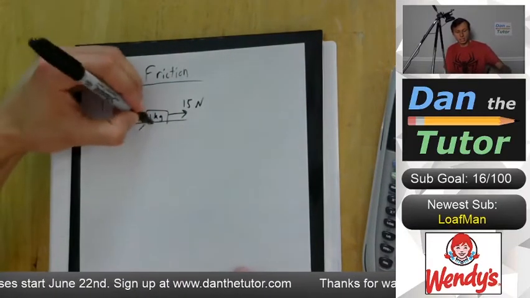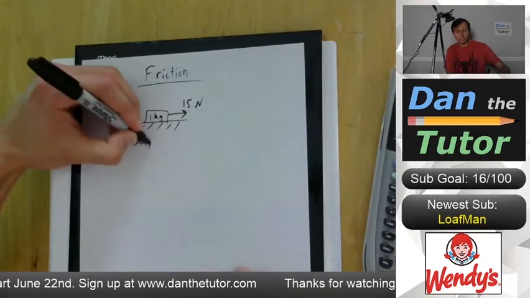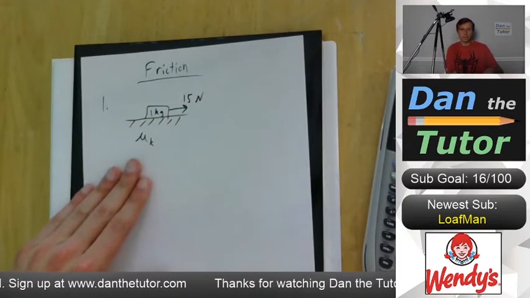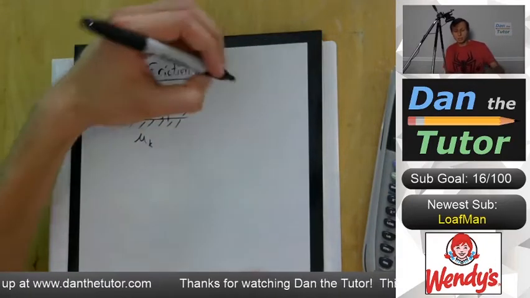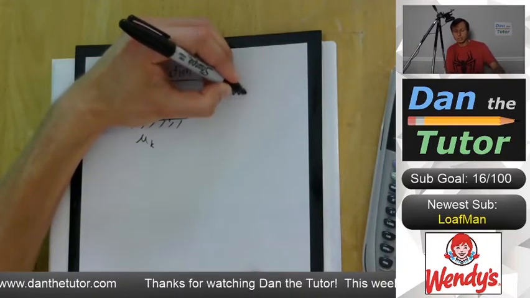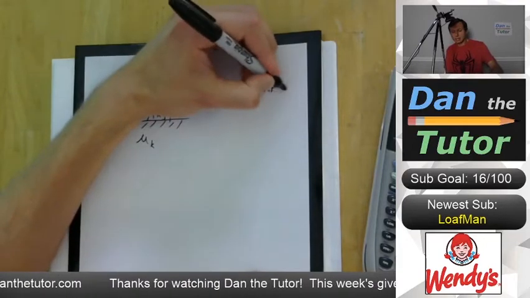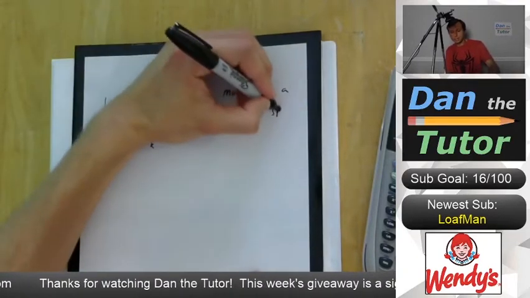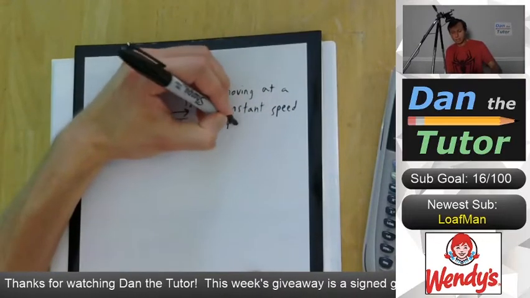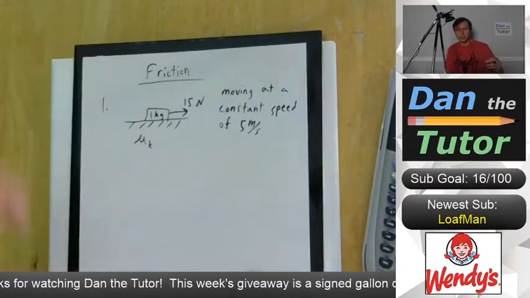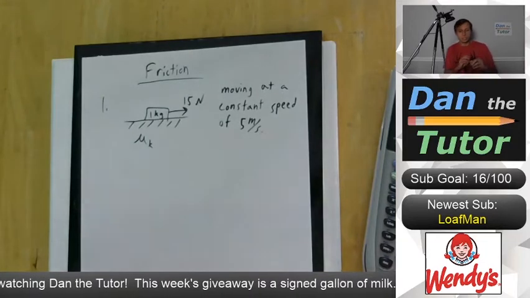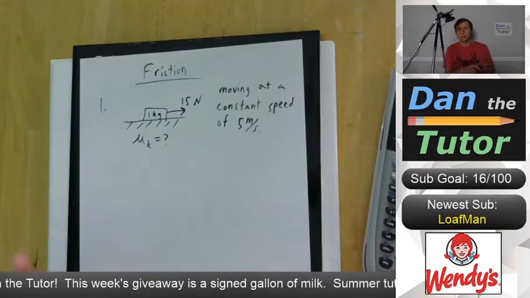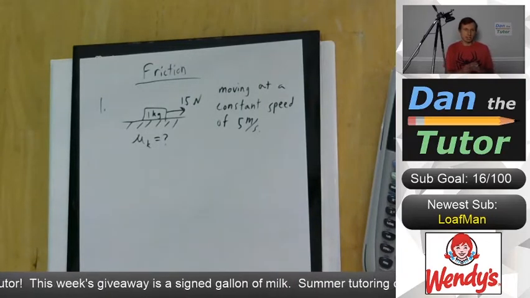The floor does have friction with some coefficient of kinetic friction, and it's kinetic because we have an object that's moving. And this object is moving at a constant speed of 5 meters per second. And what I want to know is, what is that coefficient of kinetic friction between the surface and the box?